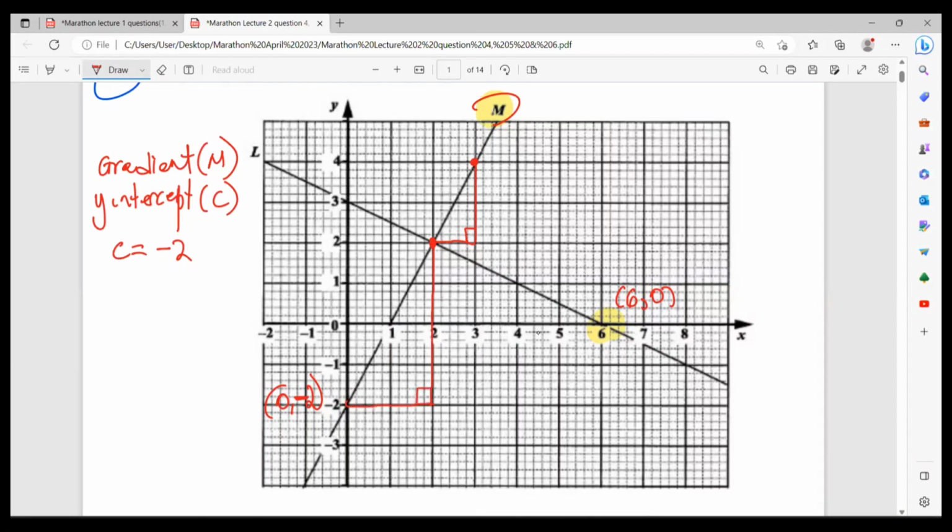See there? I only need to pick one. I'm just going to use the two of them to show you that you get the same answer, but I only need one. So let's take a look.